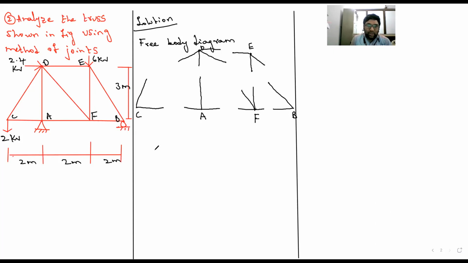Now all the forces are in tension. Now our job is very simple. Just sketch this 2.4, this, and all are in tension only. So this, this. Put arrow mark everywhere. Every force is in tension.